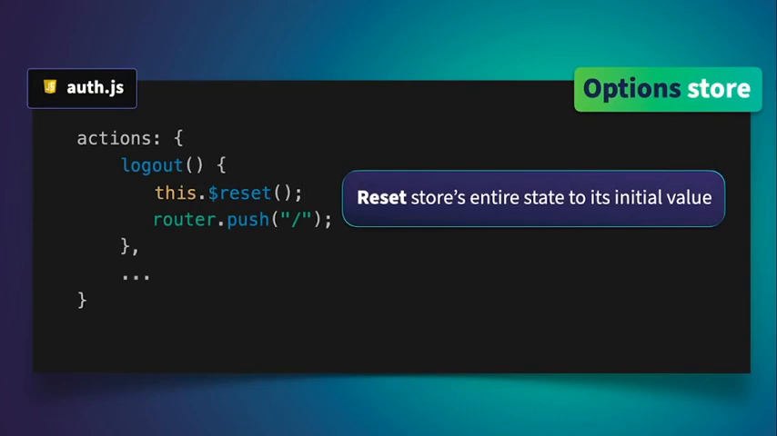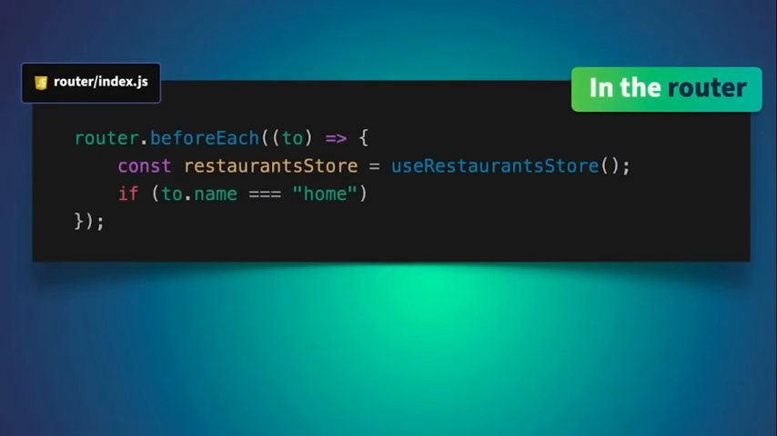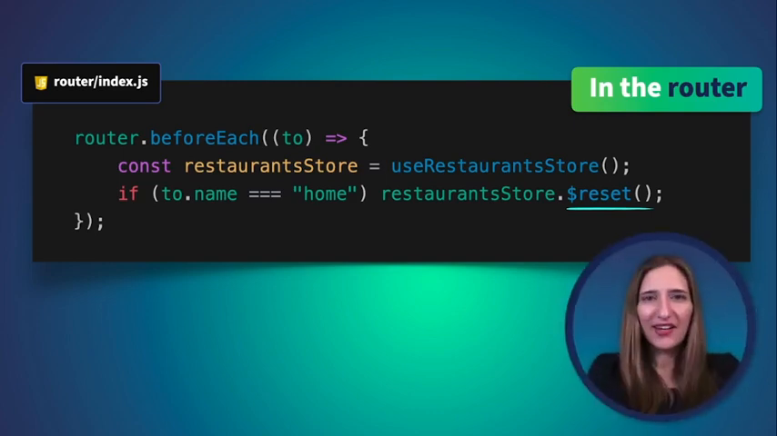In this example, the reset method is used within the store itself to clear out the user state of our auth store. Note how we're in an options store. We could also use reset in a component like so. Using the reset function like this is really useful if we need to update an entire store at once, like when the user navigates to a certain page. Take a look at this example in the router file, where we use Pinia's reset method in the router itself. Here we're saying, whenever the user navigates back to the home page, clear out the previous search.